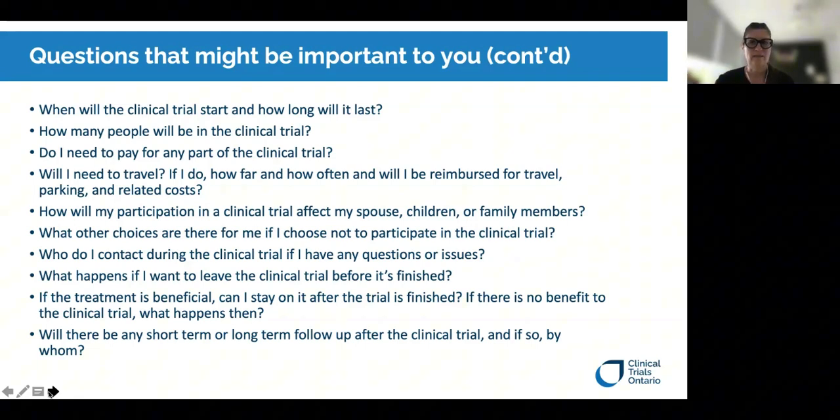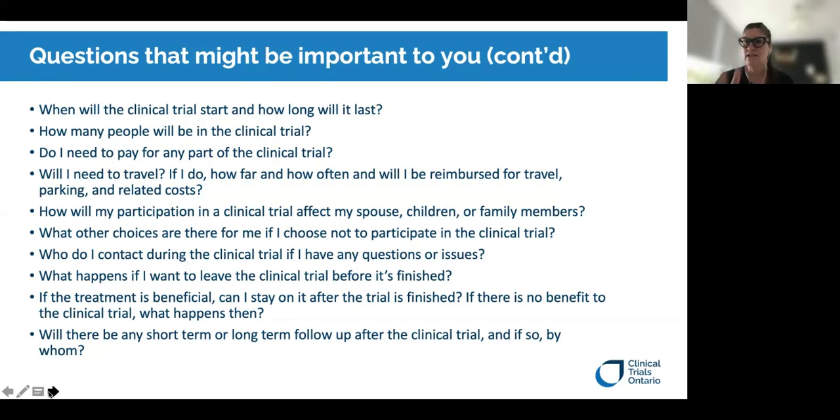We'll talk a little bit later. There are other choices besides participating in a trial, and you should think about those carefully. You want to know who your contact is and how you contact them. There will be a 24-hour contact, but that's really important for people. And if the treatment's beneficial, can I stay on it? Is it still available? And again, maybe even when the trial finishes up, is there any short-term or long-term follow-up?